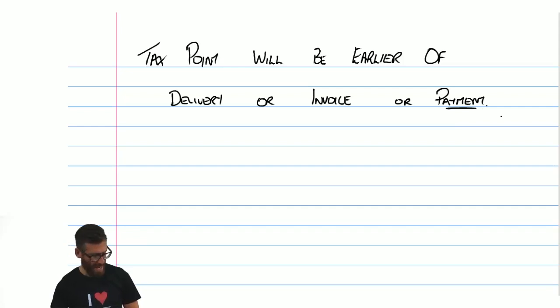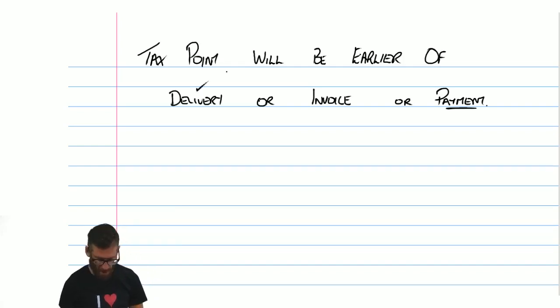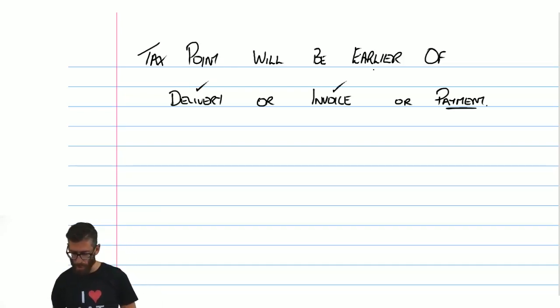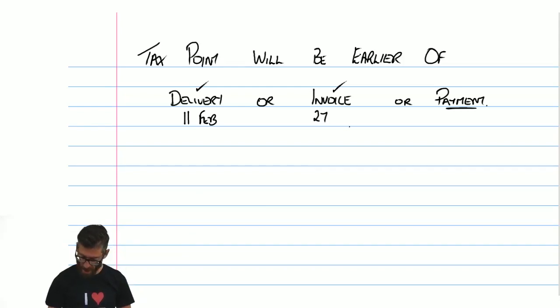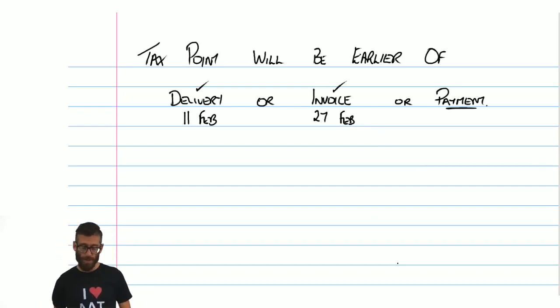But as we've got here the words they deliver, so we've got a delivery in this requirement and we've got invoice. Well, the tax point will be the earlier of delivery or invoice. Delivery took place on the 11th of February, and they issued a VAT invoice on the 27th of February. Now, according to the rule that I've just written up for you, you would be forgiven for immediately saying the answer has to be the 11th of February.